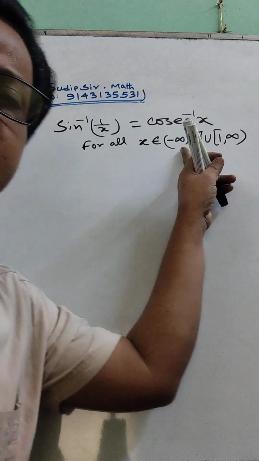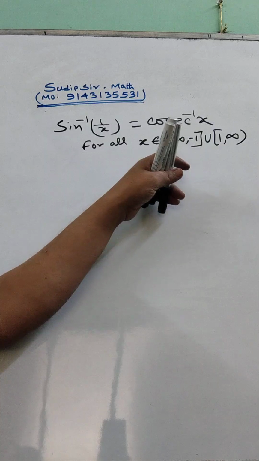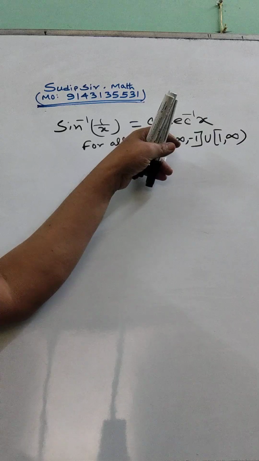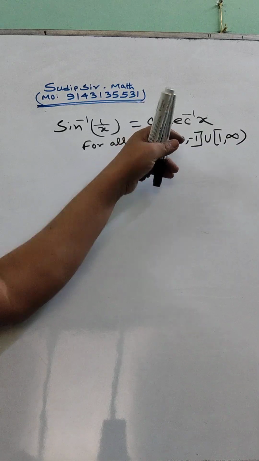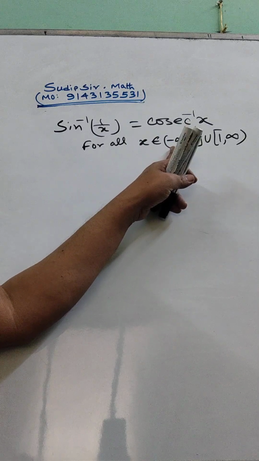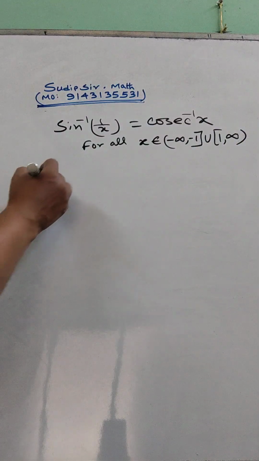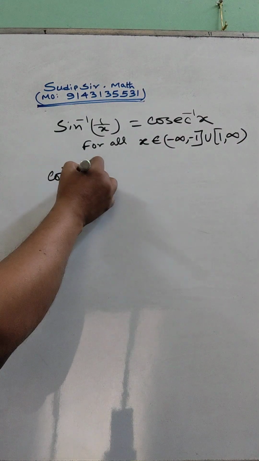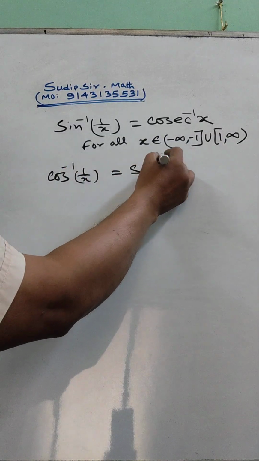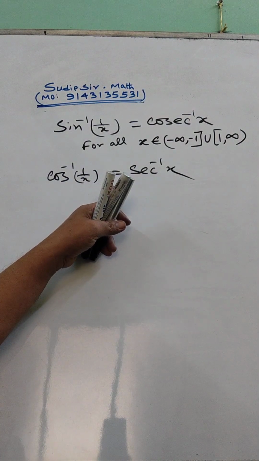Because for cosec inverse x, the domain is minus infinity to minus 1 and 1 to infinity. That's why sin inverse 1 by x equals cosec inverse x, but we must check that x lies between minus infinity to minus 1 and 1 to infinity. Similarly, for cos inverse 1 by x, it equals sec inverse x.